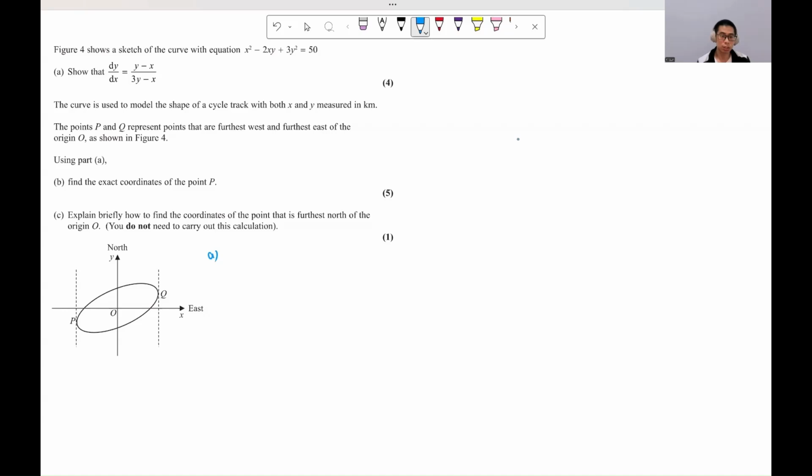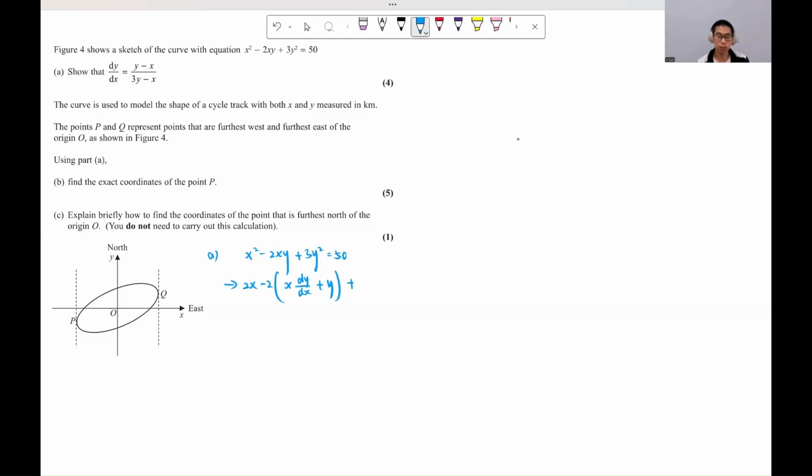So let's differentiate this. x squared minus 2xy plus 3y squared equal to 50. x squared will differentiate to 2x, and the negative 2 is a coefficient, it doesn't change. So I will differentiate xy. Since it's x times y, a product, we need to use the product rule. So that would be x times the derivative of y, which is dy over dx, and then plus y times the derivative of x, which is 1. So y times 1 is still the same. And then 3 doesn't change.